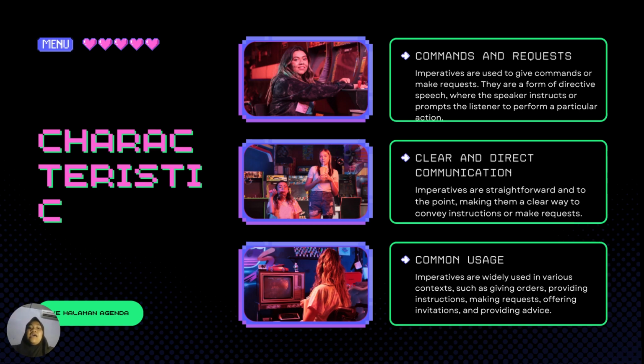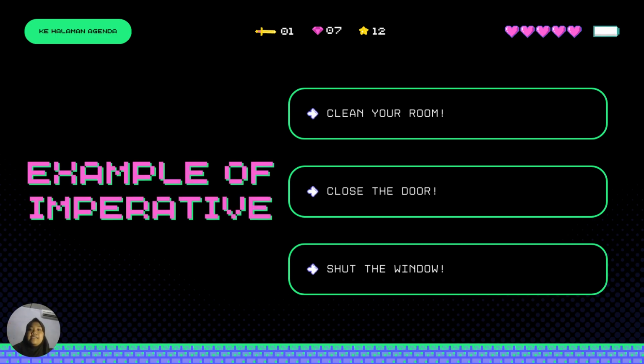The second one is clear and direct communication. Imperatives are straightforward and to the point, making them a clear way to convey instructions or make requests. The last is common usage. Imperatives are widely used in various contexts, such as giving orders, providing instructions, making requests, offering invitations, and providing advice. So you guys can see in the next slide, this is the example of imperative.